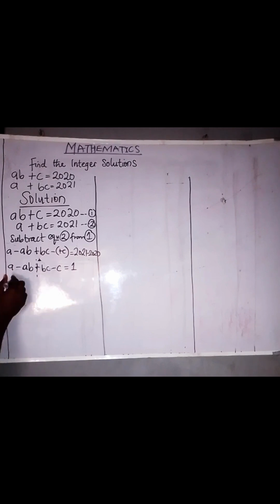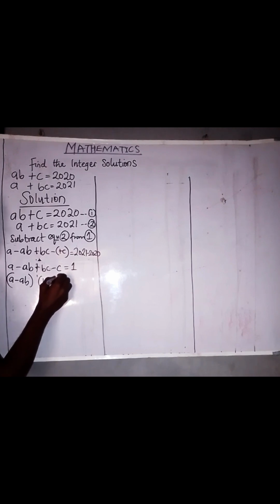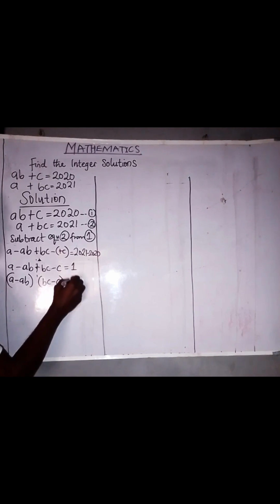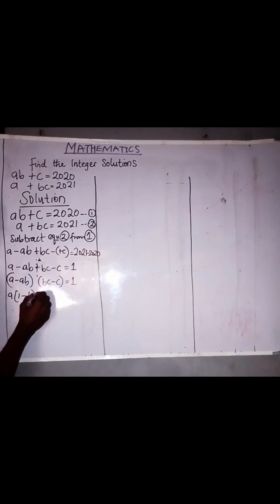I'll split the equation into two parts. I have a minus ab in one bracket, then in another bracket I have bc minus c, equal to 1. From the first bracket, what's common is a. If a goes out, we have 1 minus b. From the second bracket, what's common is minus c.